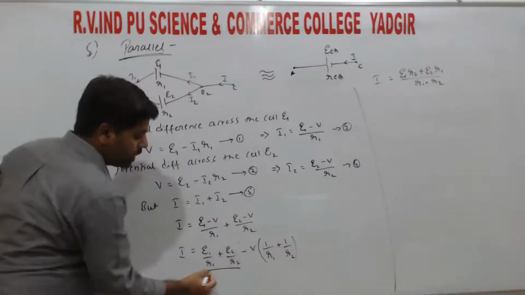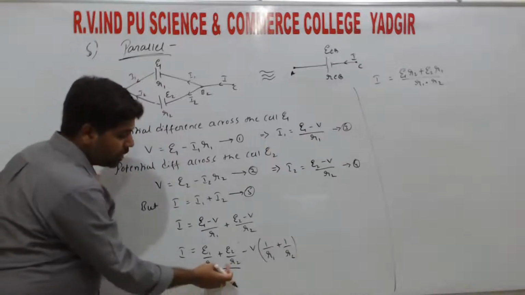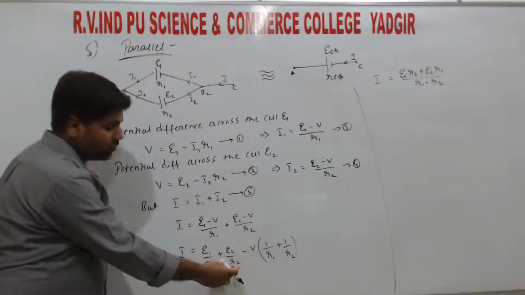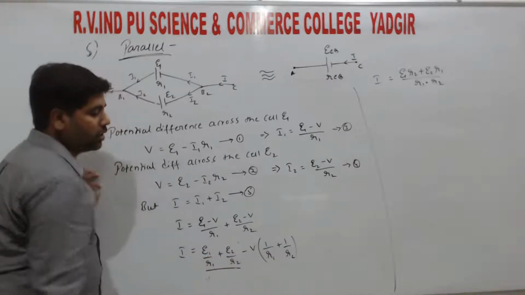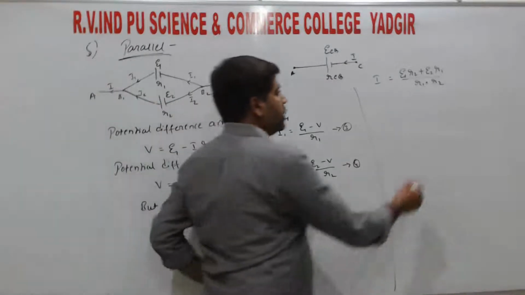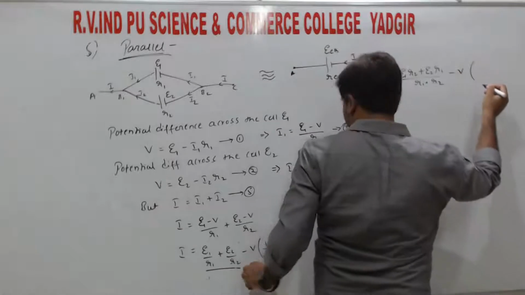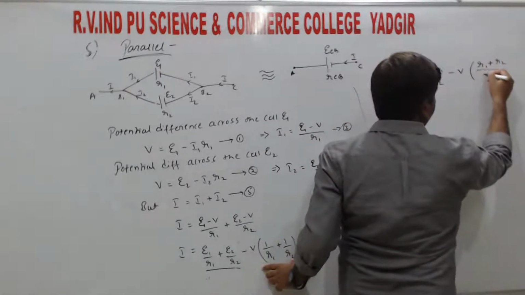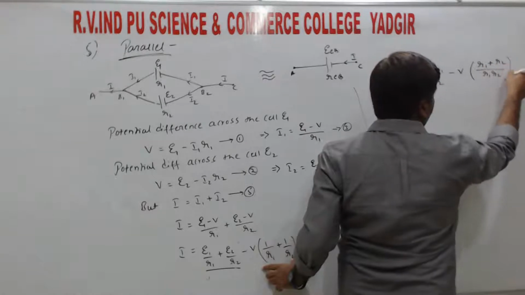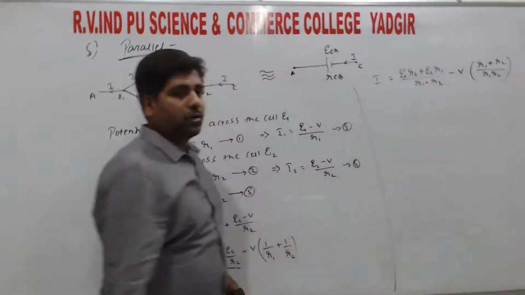Taking the LCM of the two terms, R1 and R2 becomes the LCM. So E1 R2 plus R1 E2 divided by R1 R2, minus V as is. In these two terms, we can take the LCM R1 plus R2. Again, here we are getting R1 R2, right?